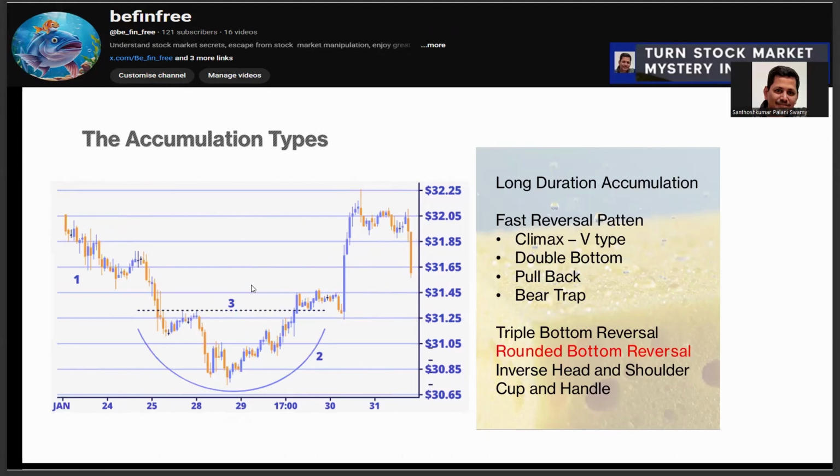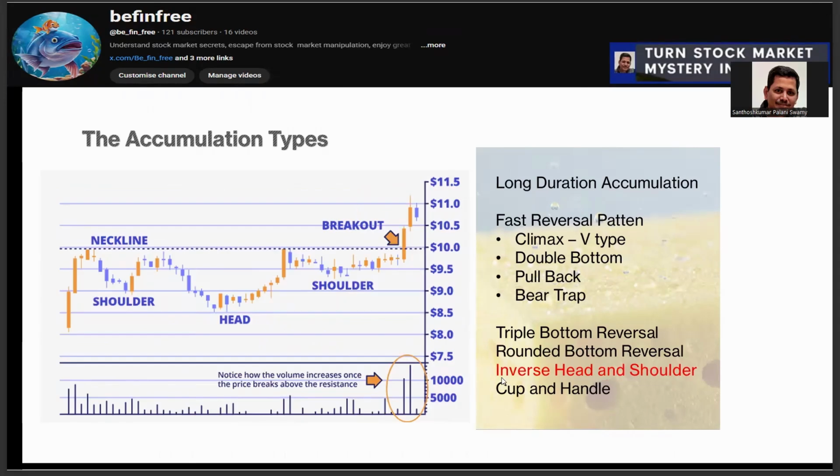The next type is the rounded bottom reversal. More or less the same scenario here. Your downtrend continues, and at one stage it touches the lowest low and reverses back. When it touches the low, it provides half of an arc, and when it goes up, it provides the other half of the arc. So we get a nice round shape, and again the idea is that it reverses the downtrend to an uptrend.